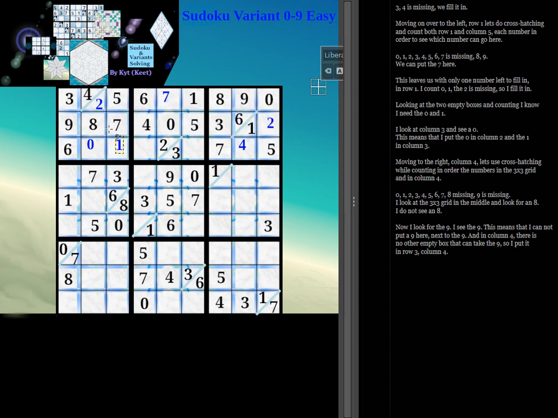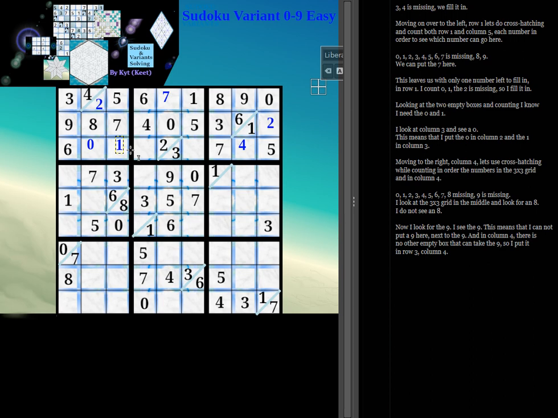Moving to the right, column 4, let's use cross-hatching while counting in order the numbers in the 3x3 grid and in column 4. 0, 1, 2, 3, 4, 5, 6, 7, 8 is missing, 9 is missing.